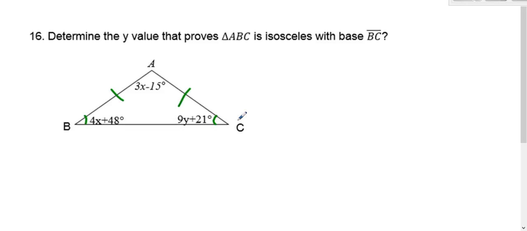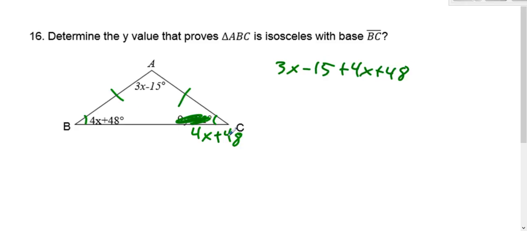We're going to solve for x because we know that angle B is congruent to angle C. Instead of worrying about what that says, we're just going to take the 4x plus 48 and use it in both angles because the angles are congruent. So 3x minus 15 plus 4x plus 48 plus the other 4x plus 48 equals 180 because the three angles of a triangle always add to 180.